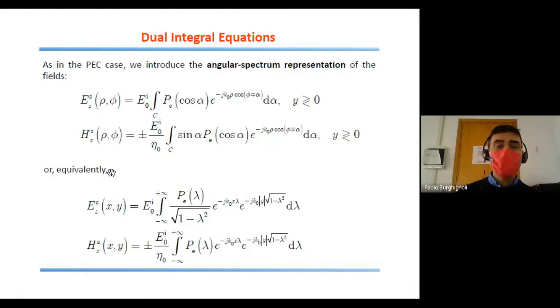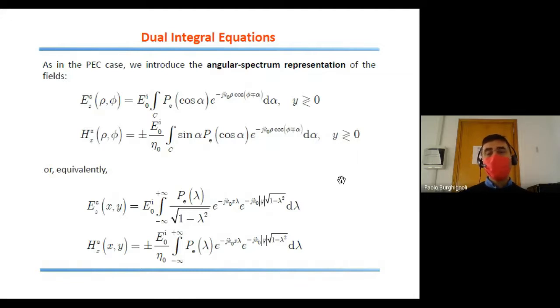Or equivalently, if you let lambda be equal to the cosine of alpha, you solve this lambda integration variable, which is actually a normalized version of the kx wave number. So you can recognize the exponentials of the plane waves that make the spectrum.